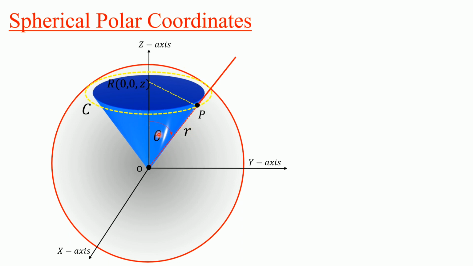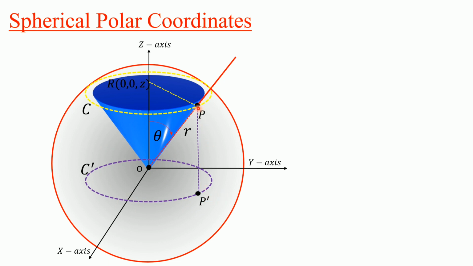Now, because of this theta, we know the point lies on the circle. But there are infinitely many points on the circle. So how do we identify this unique point? Next, we will take the projection of this circle on the xy plane. First we take the projection of this point P on the xy plane, that is P dash, and then C dash will be the projection of this circle C on the xy plane.